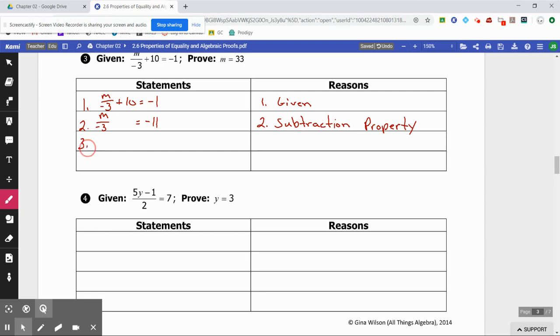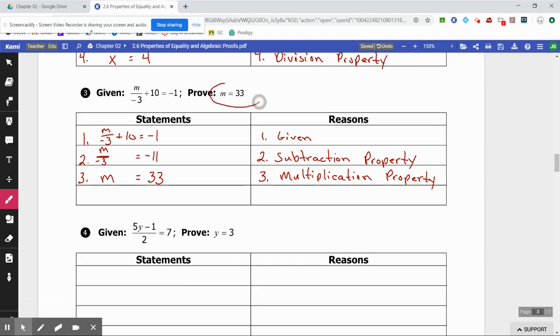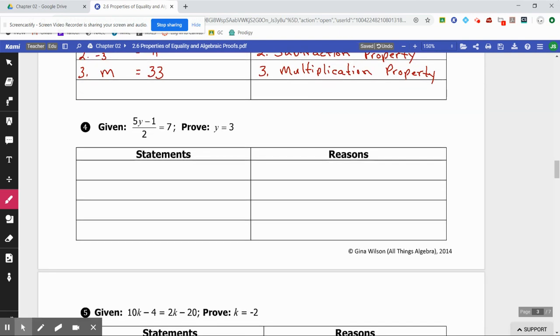Step number 3, and this should be our last step. To get m by itself, you have divided by negative 3, so I'm going to multiply both sides by negative 3. When I do that, the negative 3 is gone on the left side. When you multiply the right side by negative 3, you get 33. And again, the reasoning behind that was the multiplication property of equality. And notice that m equals 33 was what you were trying to prove, so you are finished there.